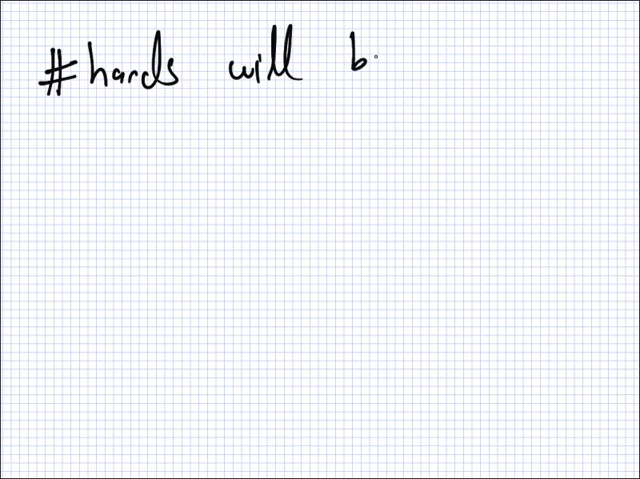I'll give you a minute to try it. We did the calculation earlier. What was it? 52 choose 5. That was about 2 million, wasn't it? That's how many different hands you can be dealt. I'm looking for how many of those hands will be 4 of a kind.